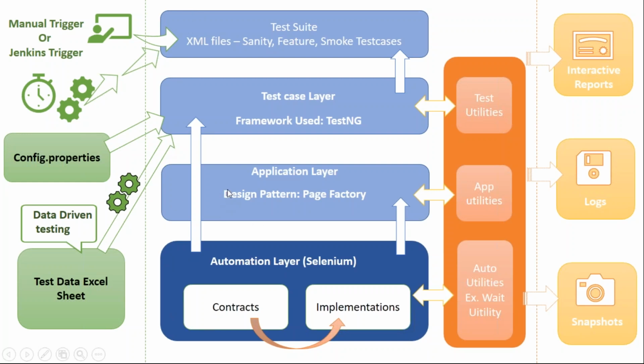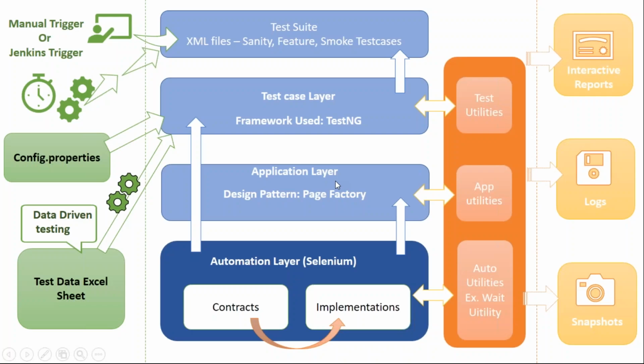So next, we'll start with the application layer, but before we complete the application layer, we need to understand different design patterns. So the next topic we are going to start is design patterns. We'll be covering all the three design patterns. Then we'll come to a common conclusion on which one to use, and most probably everyone will choose Page Factory. Once we choose that, we will start writing pages for our application under test. Then we'll also start creating certain utilities.